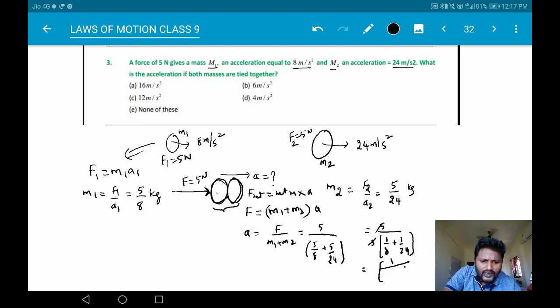So we get 1 by the LCM, 1 plus 3, therefore we are going to get acceleration as 24 by 4. Therefore 6 meter per second square is your answer.